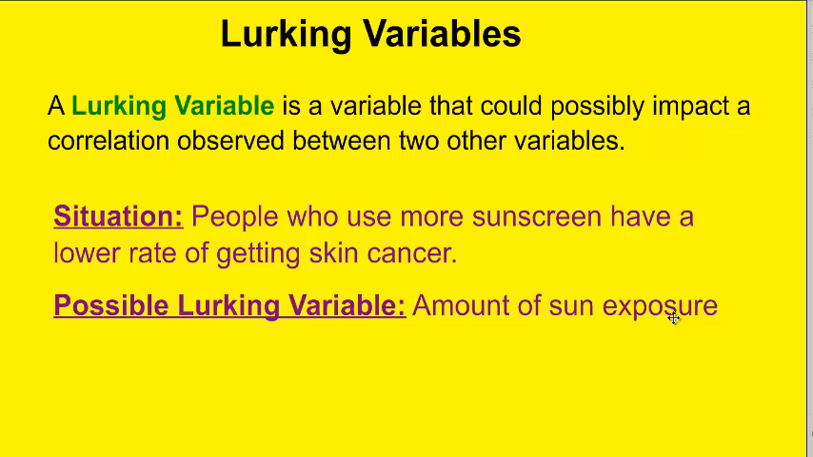A person who is never exposed to the sun could never wear sunscreen and would never get skin cancer, whereas someone could be in the sun all the time, use a lot of sunscreen, and still wind up with skin cancer. So that lurking variable, the thing that's really impacting the rate at which someone gets skin cancer, is the amount of time they're in the sun. That is our possible lurking variable. Make sure you guys have these notes down so that you can use them when answering your questions on the project.